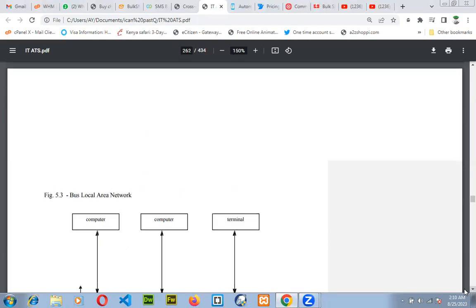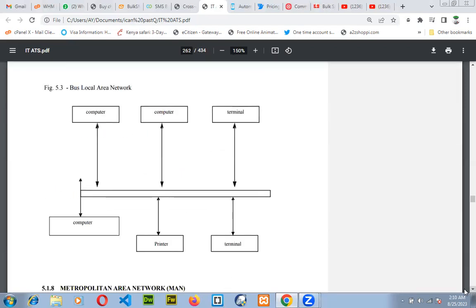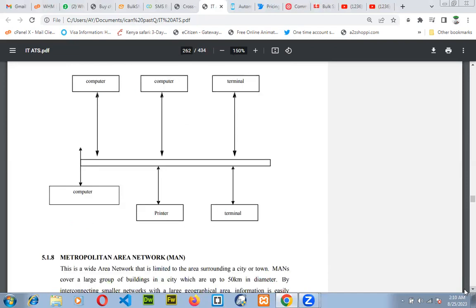This is an example of a bus. Sometimes we call it a straight line technology. All computers are lined through a connection on a straight line, so they are all connected through that line. That is why it's called a bus technology or topology.